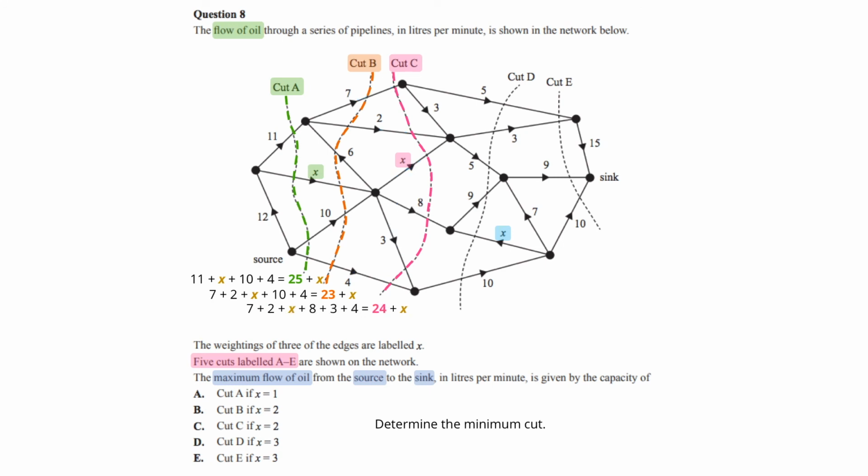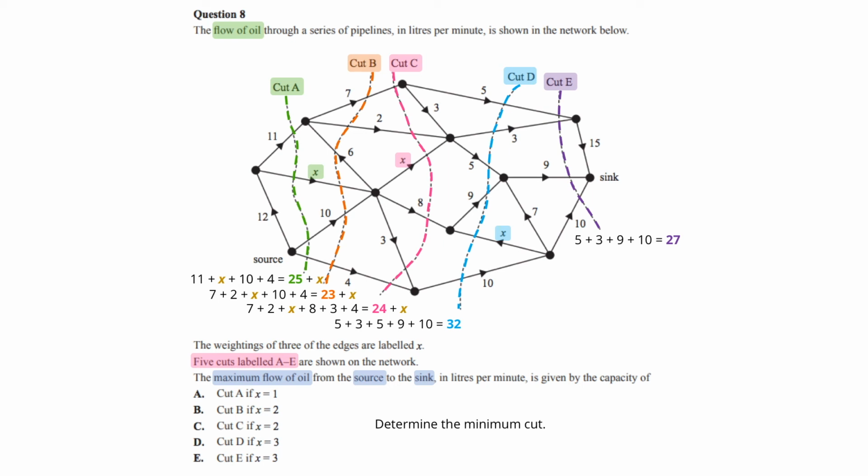The flow into cut D can be written as 5 plus 3 plus 5 plus 9 plus 10. So the flow into this cut is 32. And now we are going to look at the last cut, the flow into cut E, which is 5 plus 3 plus 9 plus 10. And this gives us a total of 27.